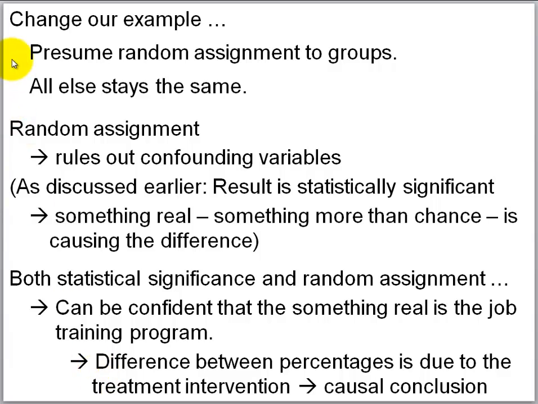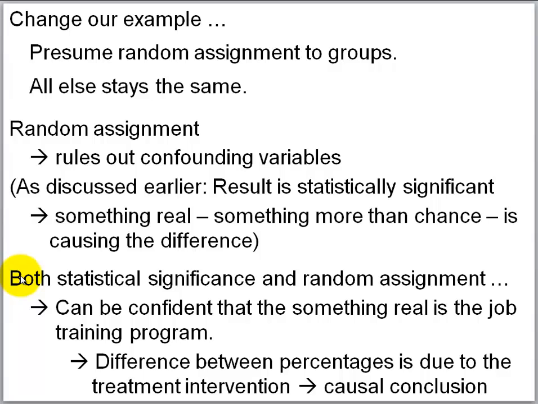Let's change our example. Let's now presume random assignment to groups. All else stays the same. Random assignment rules out confounding variables. As discussed earlier, our result is indeed statistically significant. Since it's statistically significant, it's due to something real. It's due to something more than chance. Now we've got both statistical significance and we've got random assignment.